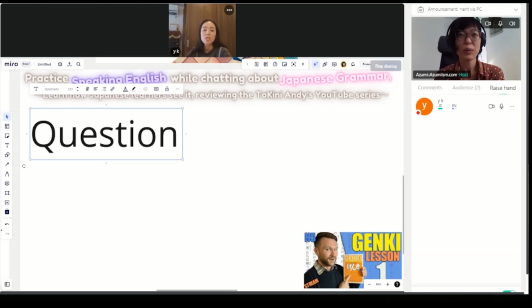Wait. これはバナナですか is a formal question? Formal question. Okay. Yes. And これはバナナ with rising intonation is informal, impolite. Okay, so let's see his example sentence a little bit.